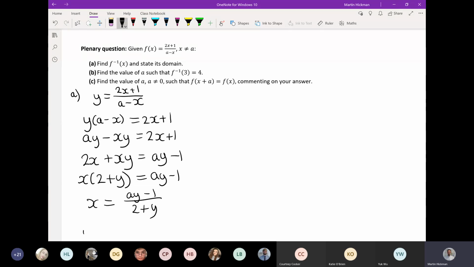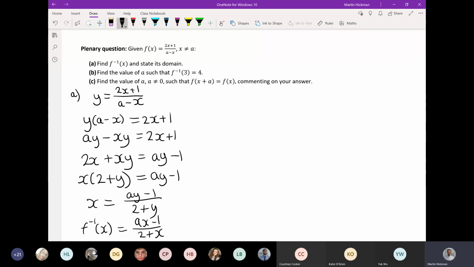As always, change your x to an f to the minus 1 of x and change the y to an x. By the way, sometimes you might see people, and I think actually it's in our notes as well, you could actually just change it in the beginning and do it that way. That's absolutely fine as well. Or sometimes people might change the x to y to begin with and change the y to an x to begin with, and then put the function notation back in the end. As long as you get to that final answer with the correct notation, it's fine.